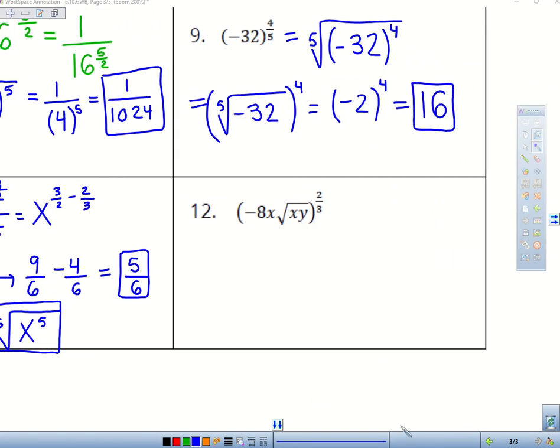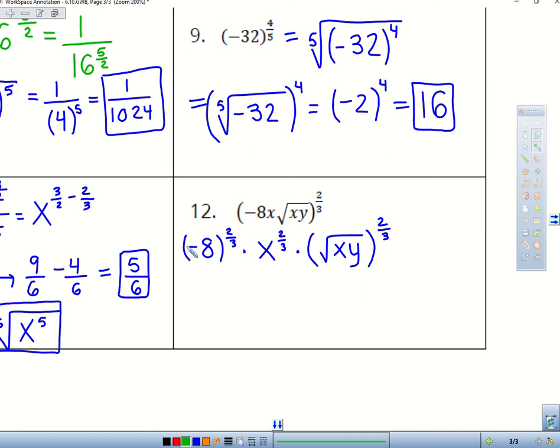So this one's a little bit more tricky, and this is because we're mixing together roots and radical exponents all together. So when I deal with something like this, I like to divide everything up separately because I find it to be easier. So basically, I'm going to do the -8 to the power of 2/3 times x to the power of 2/3 times the square root of xy to the power of 2/3. So everyone see what I did there? I just separated them out into each individual multiplication.